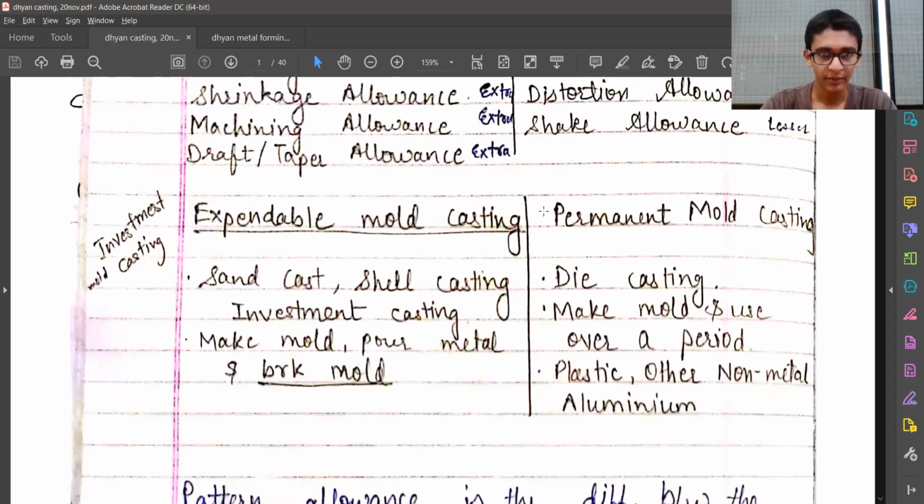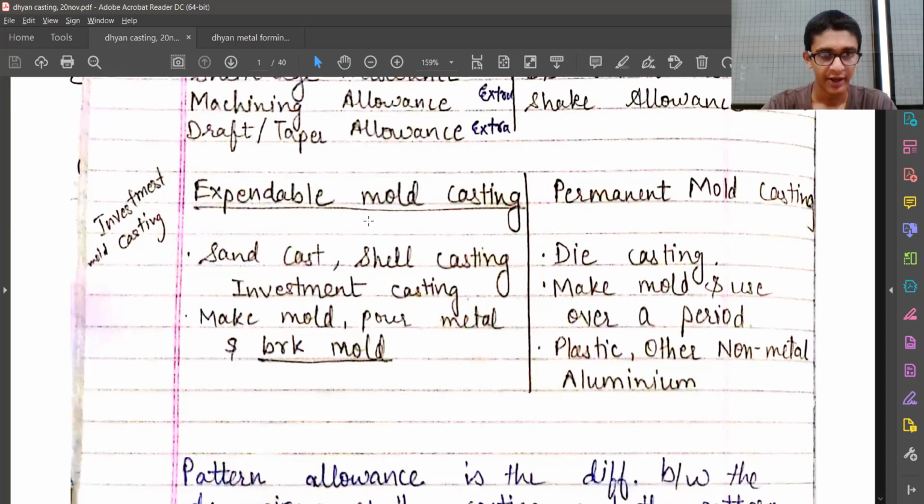There are two main types of casting: expendable mold casting and permanent mold casting. We'll go through it. Expendable mold casting includes sand casting, shell casting or investment casting. In this case, we make a mold, pour the material and break the mold. That is the main difference. We make the mold, pour the material in the mold and break the mold, which means the mold prepared is used only once.